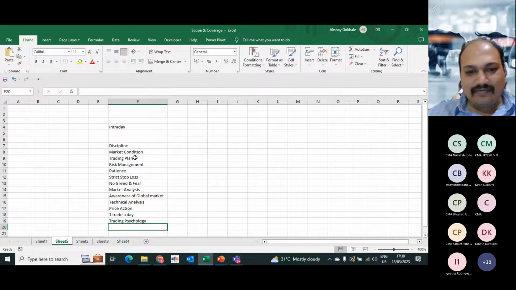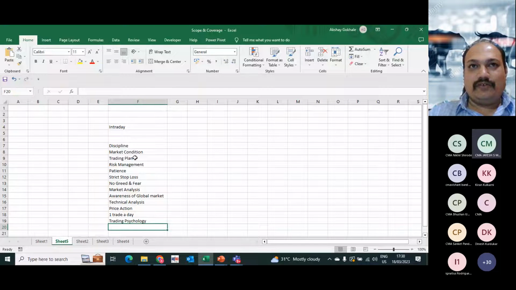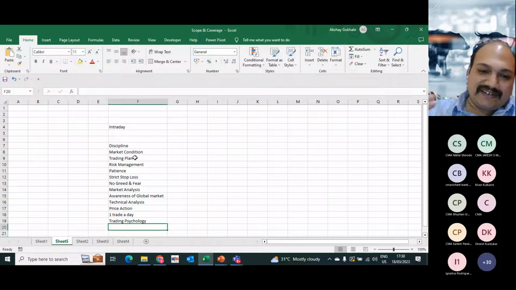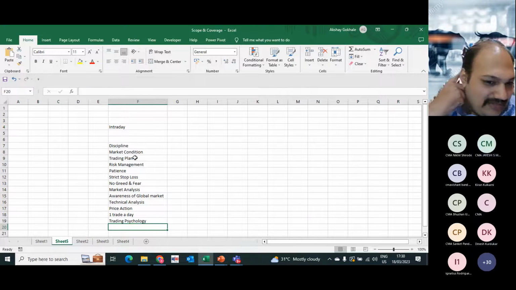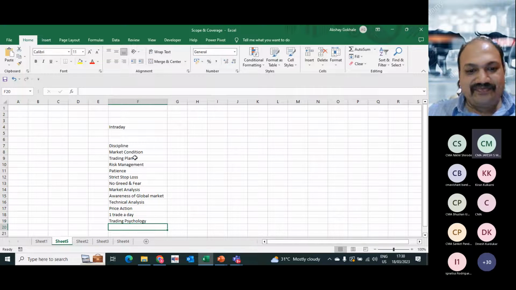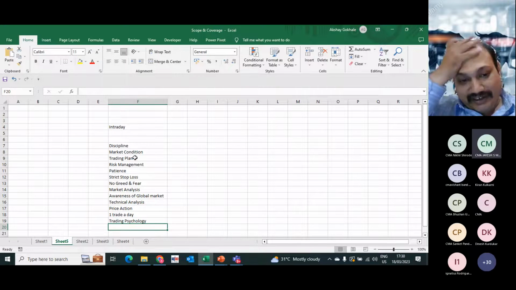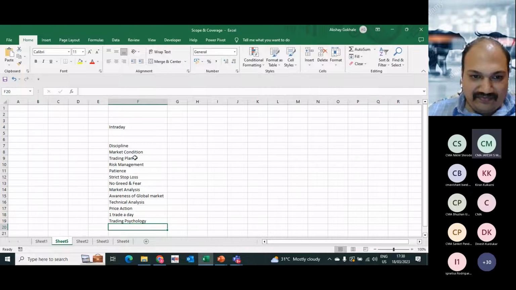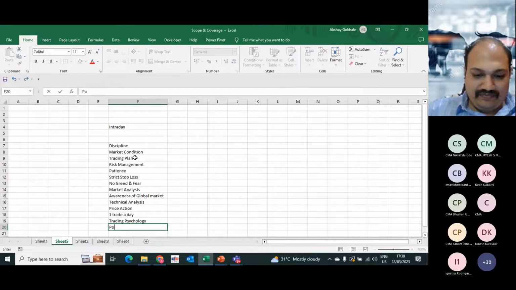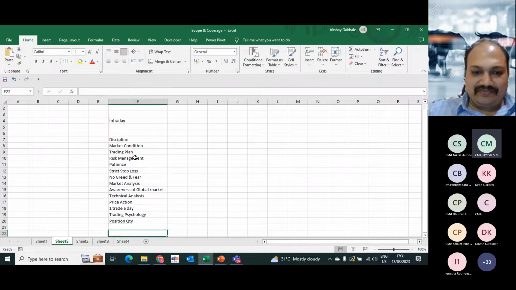Psychology of traders means suppose some stock is going up, that means it is going up, up, and up, right? Or otherwise. All right. Does anyone want to comment on that? Anyone want to include any point in that? Position sizing. Position quantity, that would be better. Okay.